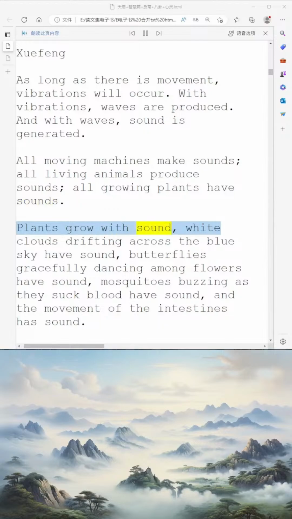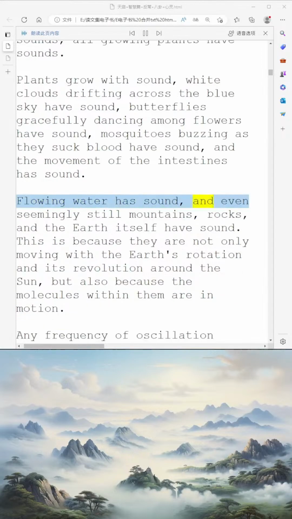Plants grow with sound. White clouds drifting across the blue sky have sound. Butterflies gracefully dancing among flowers have sound. Mosquitoes buzzing as they suck blood have sound, and the movement of the intestines has sound. Flowing water has sound, and even seemingly still mountains, rocks, and the earth itself have sound.